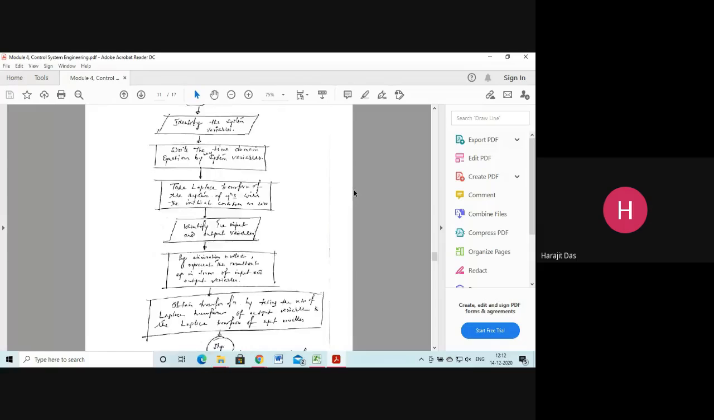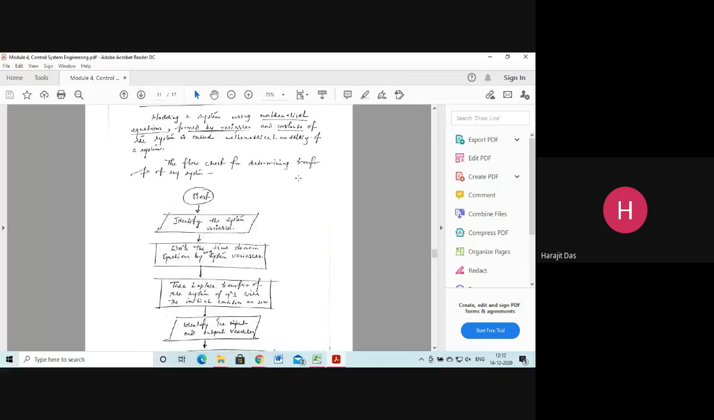That is why it is important to commit to your memory all the steps. Very simple thing. First, you identify the system variable. System variable means whatever input signals or output signals will be there. You need to identify those.